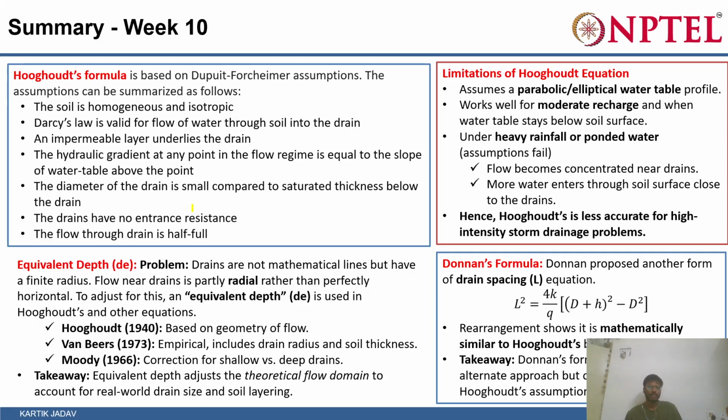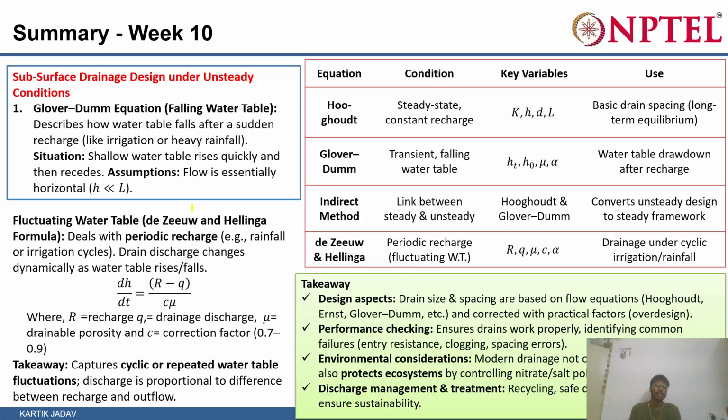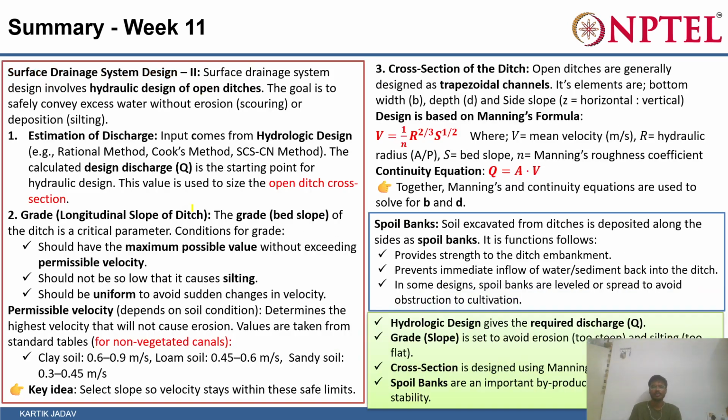But depending on the condition, you have different formulas. For steady state condition, Hooghoudt is the most commonly used equation, while for unsteady state condition you have formulas like the de Zeeuw-Hellinga equations, where you have water table fluctuation and sudden change in the water table after a recharge event. So all this is considered.